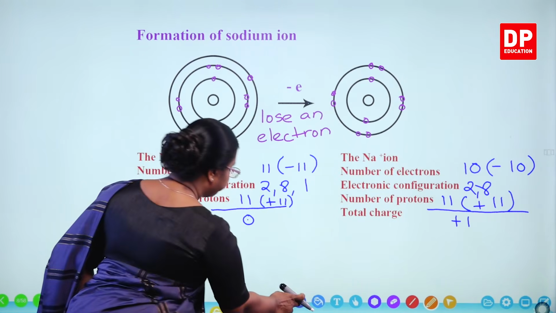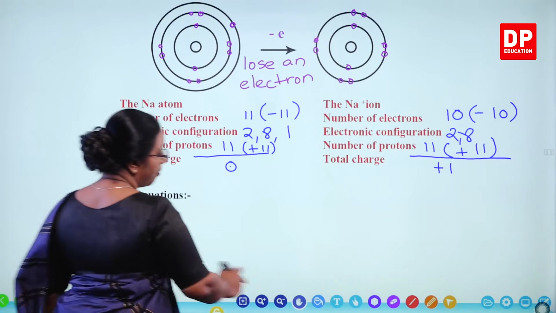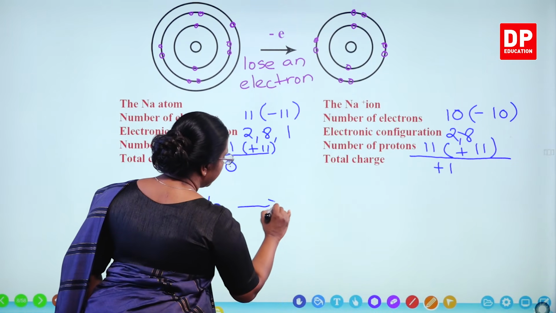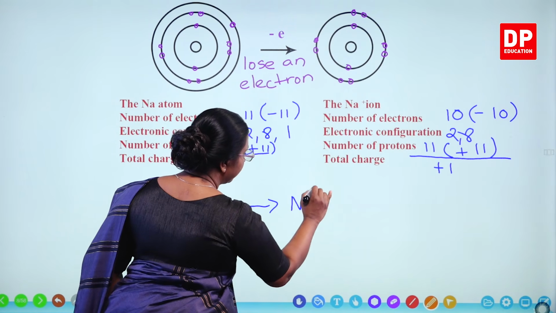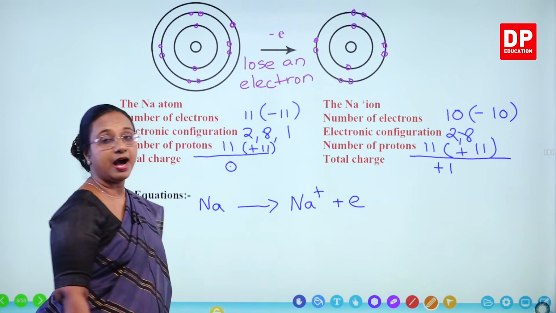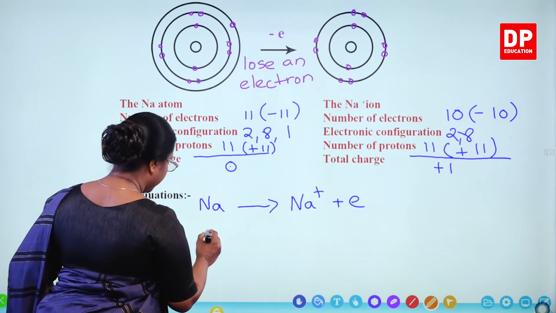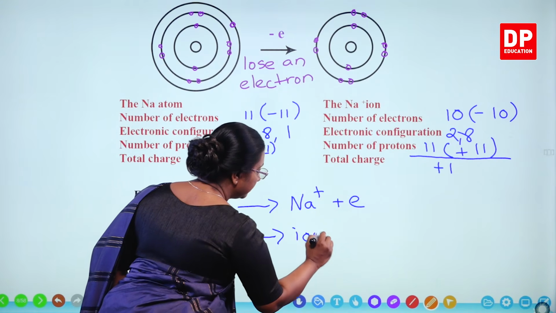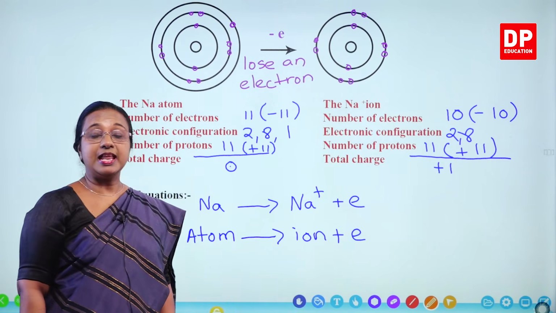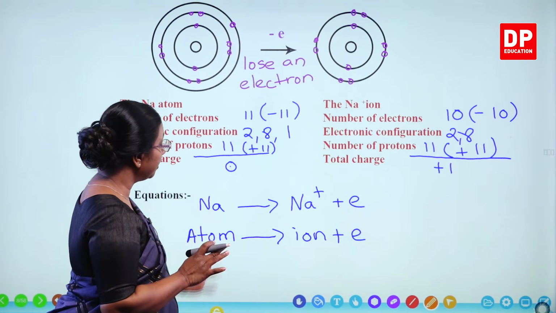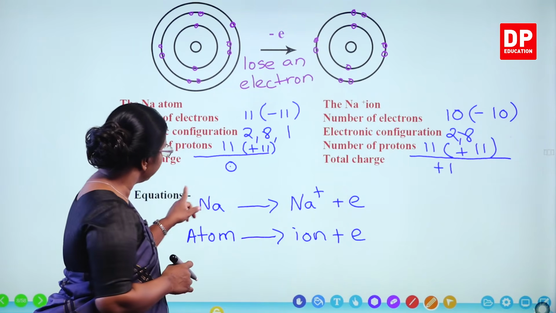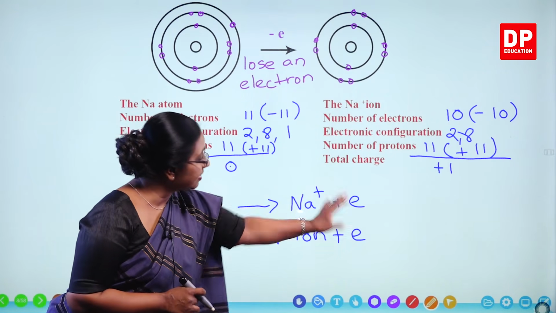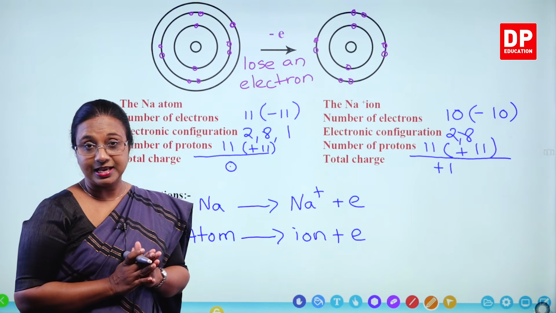So that is why when atoms form ions, here you can see the sodium atom losing an electron and forming the positive ion. If we write that in words, you can see the atom becomes an ion and it loses an electron. Here, students, you have to remember, although it is losing an electron, we normally don't write minus electron. It's better to write it as plus electron on the other side.